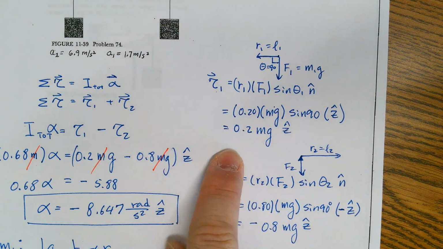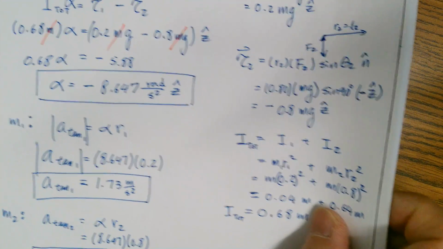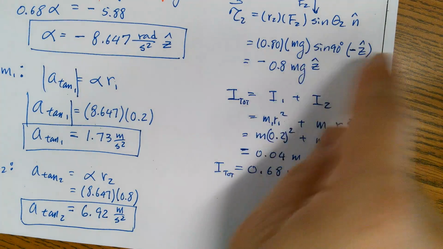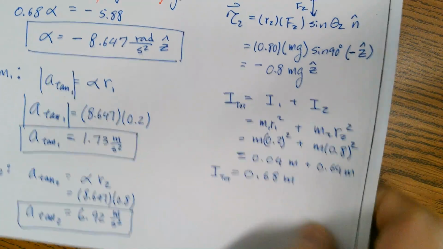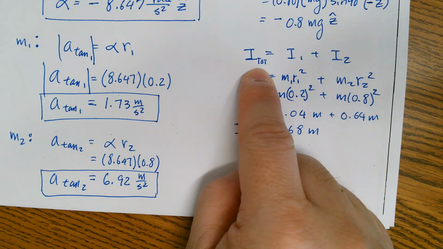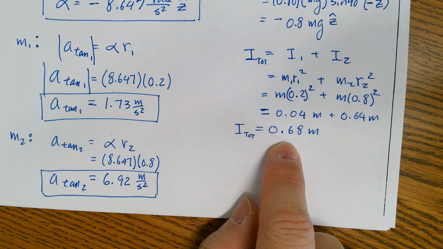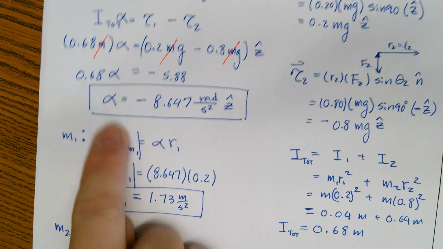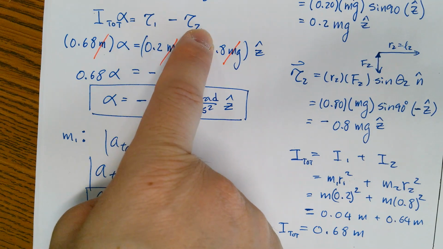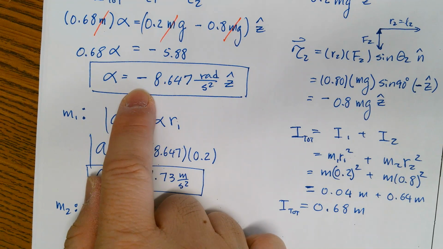And torque 1, we said it was R1 cross F1, right? Torque 2, R2 cross F2, torque 3, whatever, right? Then you find the moment of inertia for the total system, moment of inertia for mass 1 and mass 2, then total moment of inertia. Then you plug it back into this I alpha is equal to torque 1 minus torque 2. Then it's just algebra from there, really, right?